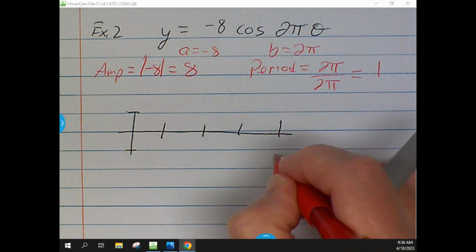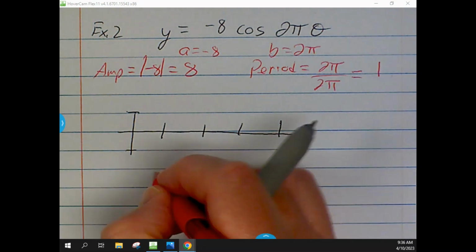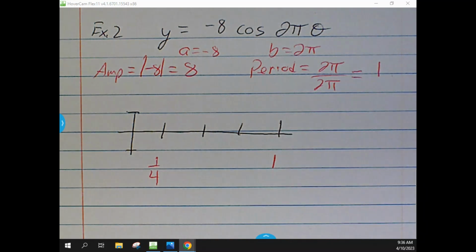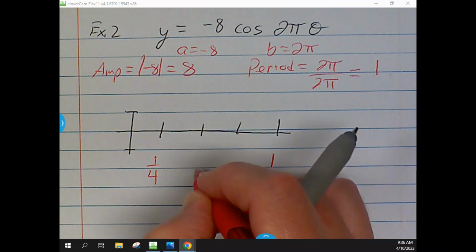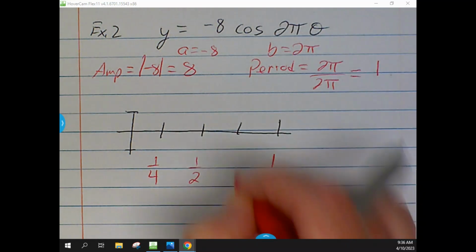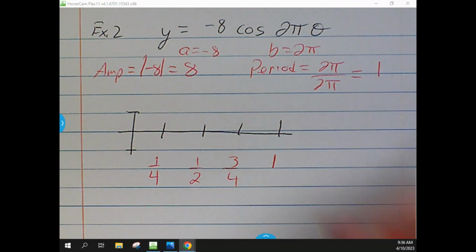All right, so this thing ends at 1. What's 1 divided by 4? It's 1 over 4. There you go. If that's 1 over 4, the next one is 2 over 4, but we can simplify 2 over 4 down to half. The next one's 3 over 4. Again, technically this would be 4 over 4, but we know that's just going to simplify down to 1.